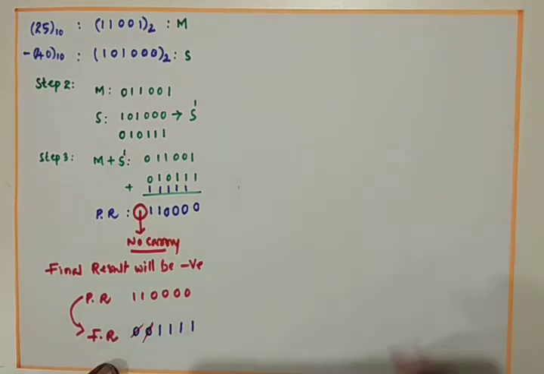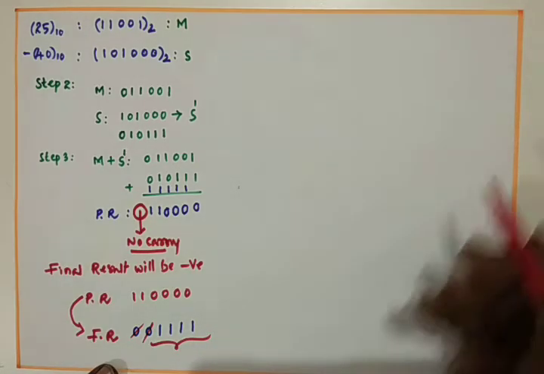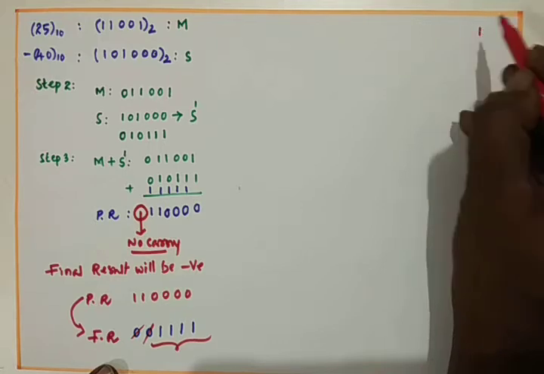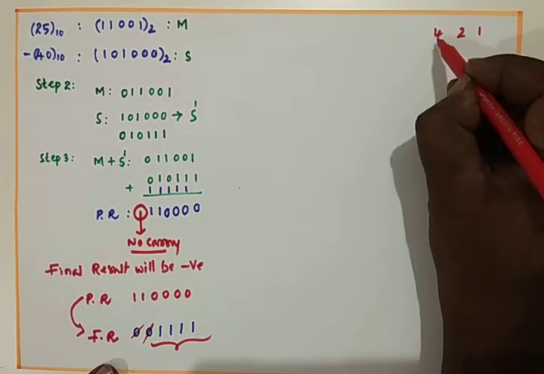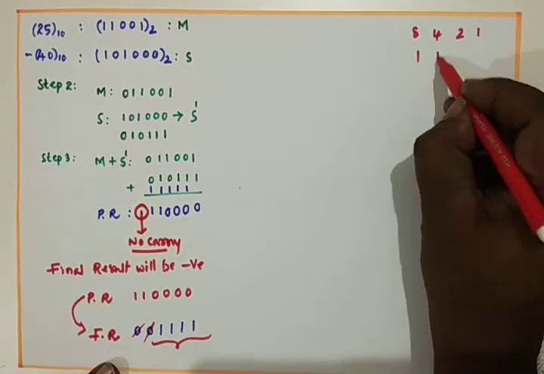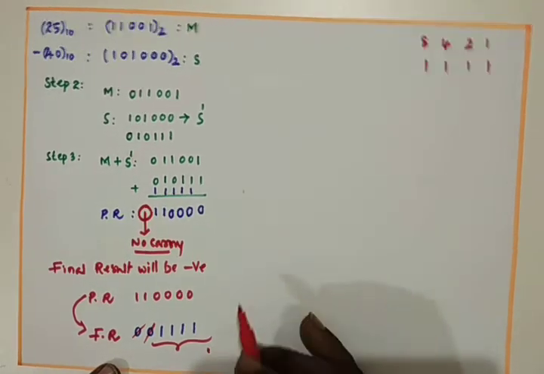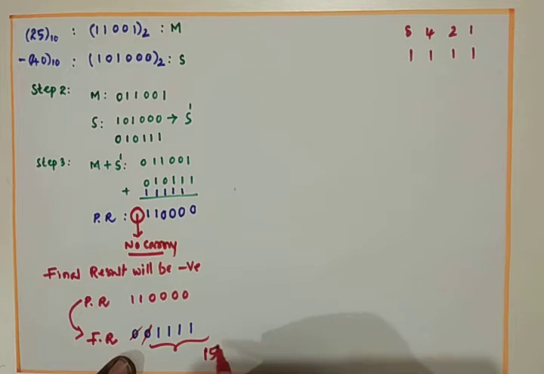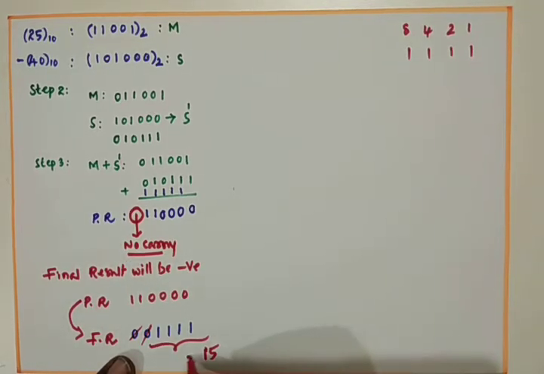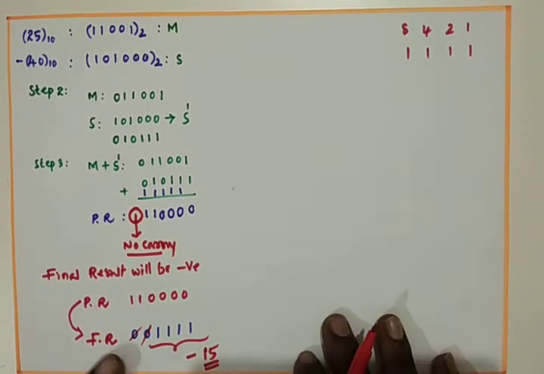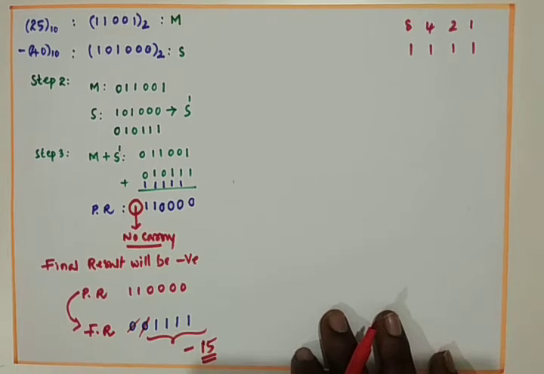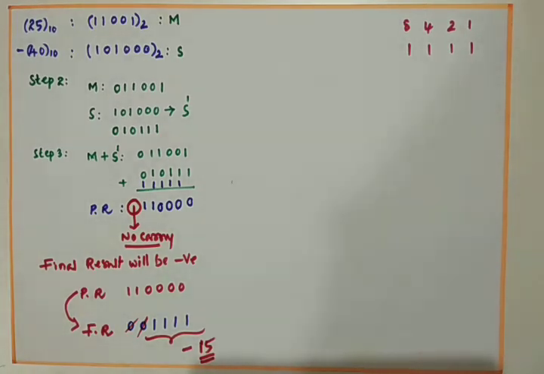Then finally we are left with 4 ones. 4 ones means what? 1, 2, 4 and 8. This is 1 1 1 1: 8 plus 4 plus 2 plus 1 equals 15. And due to no carry, the result is negative. So what is the answer we got? Minus 15 we got.